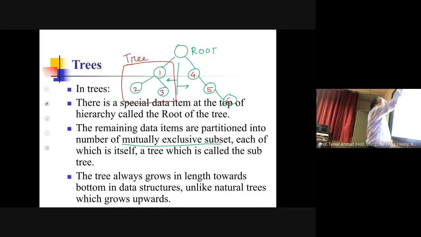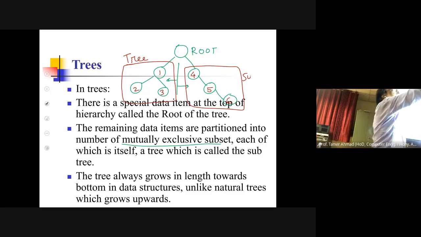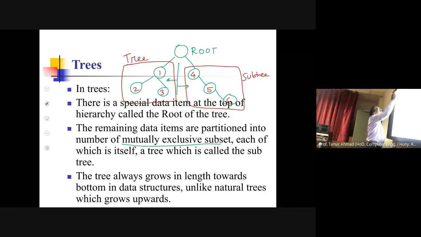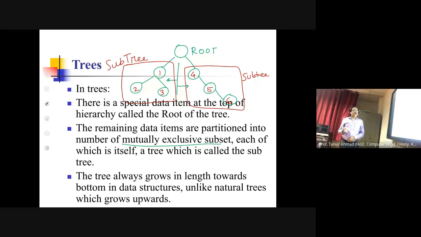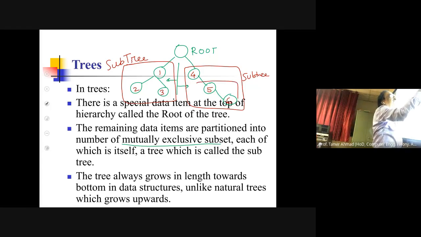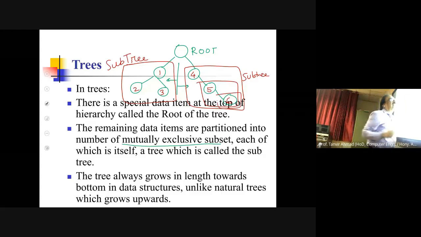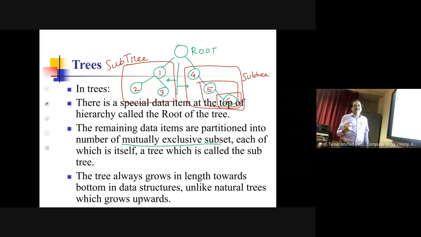Now this is another subtree. Now I can write, say, subtree. That means each of which is itself a tree, called a down. Now if I move downwards, again I find this is another subtree. If I move downwards, I find this is another subtree. And this definition is recursive. You come to any point, you will find a new subtree.